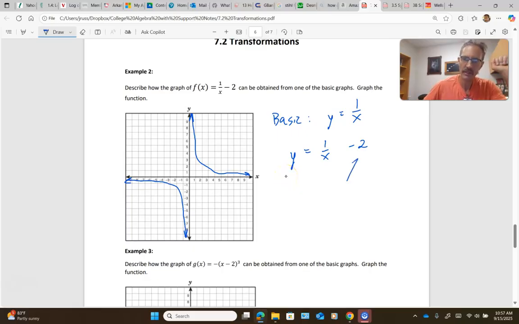So what will the transformed function look like? Or in other words, what is this minus 2 going to do to this graph? How's it going to shift it? Well, because the minus 2 is out here beside the function, it will be a vertical transformation, okay? And more specifically, it will shift it down 2 units, okay?